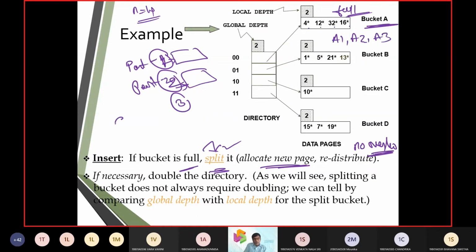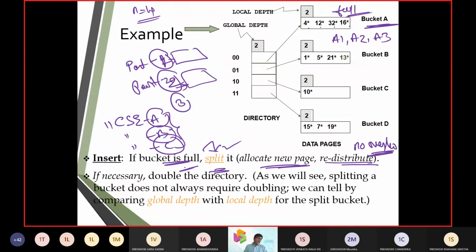So as mentioned in my previous example, CSE second year A, CSE second year B, CSE second year C, we didn't change the name of second year CSE. What we changed was only the section name A, B, and C. Similarly, if a bucket is going to be full, we have to split the bucket and we have to redistribute it.